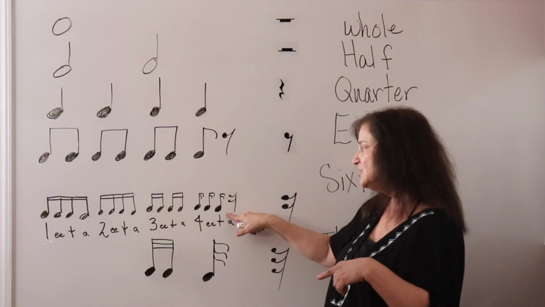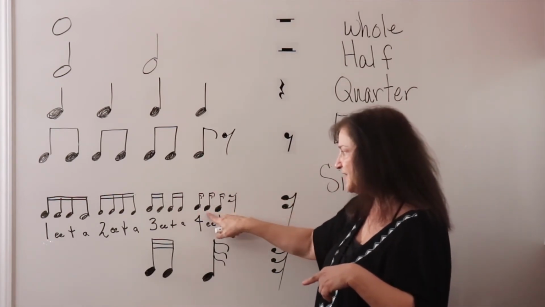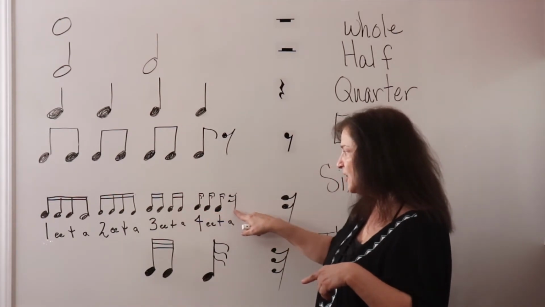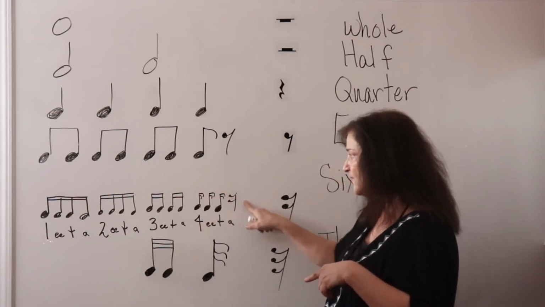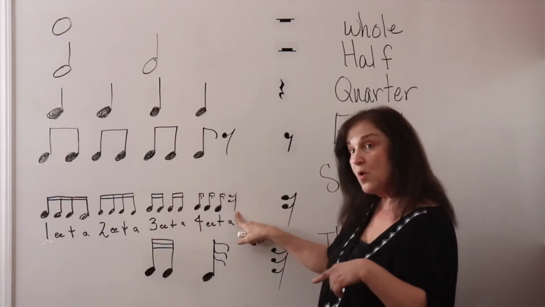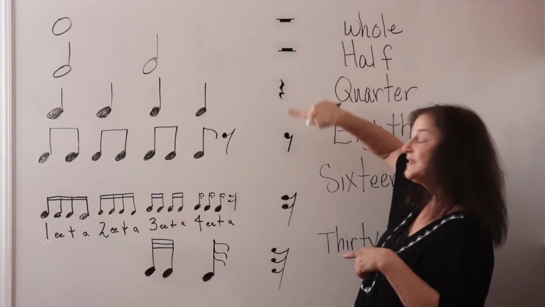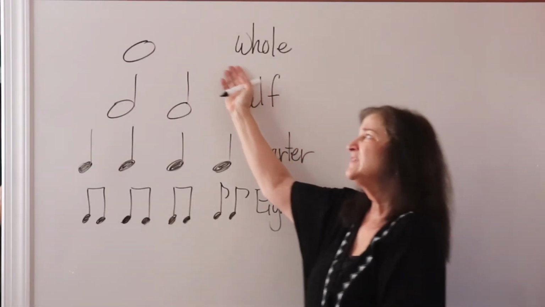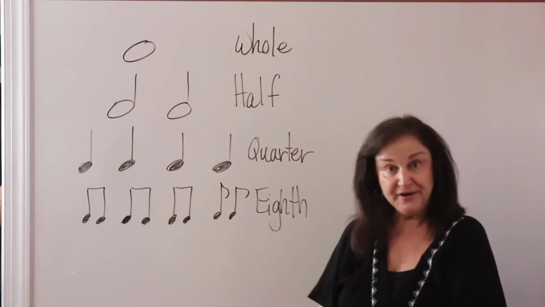16th notes are a quarter of a beat, and each one of these is equal to a fourth of the quarter note, and all 4 of those equals 1 beat. Whole rest, half rest, quarter rest, eighth rest, 16th rest, 32nd rest. But what about our missing 3 beat note? Well, there's a little formula to it, and it's really easy.